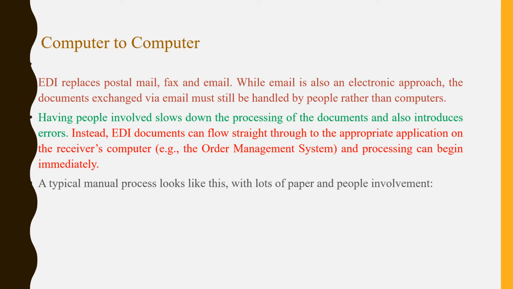A typical manual process looks like this, with lots of paper and people involved. In computer to computer, the process activity between two parties happens via computer. For example, if you give an order to Amazon from one user to the Amazon client via documents, that is computer to computer. If you place any purchase order with Amazon, you can give the order invoice.